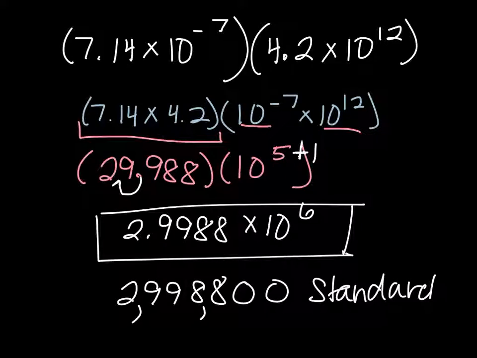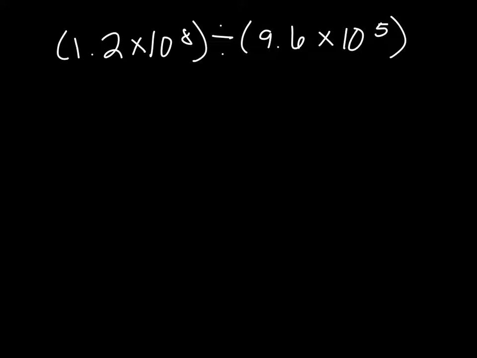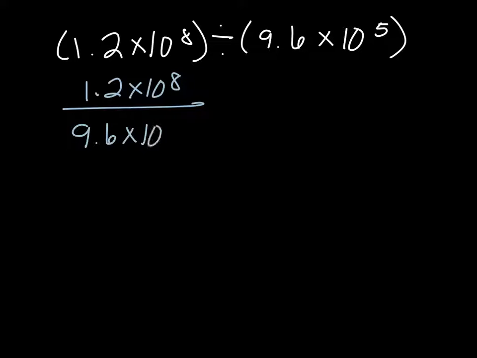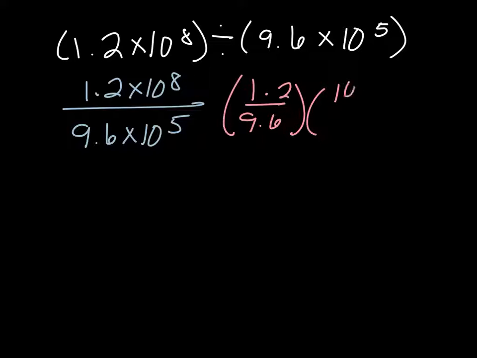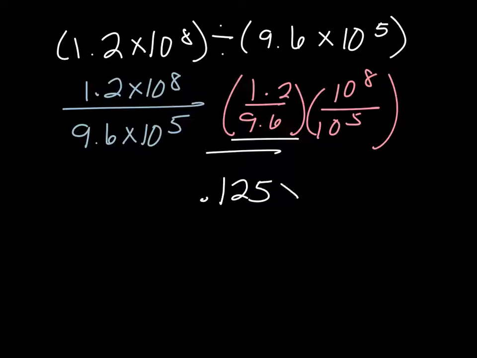One more example. This time I'm going to divide. What I'm really doing is taking 1.2 times 10 to the 8th, and I'm dividing it by 9.6 times 10 to the 5th. So what that looks like is 1.2 divided by 9.6 and 10 to the 8th over 10 to the 5th. When I simplify this right here, I get 0.125 times 10.